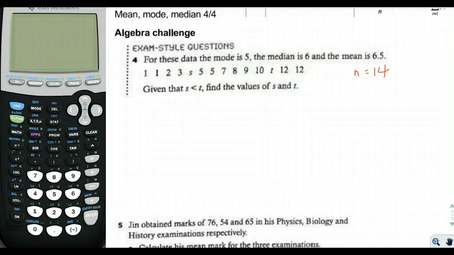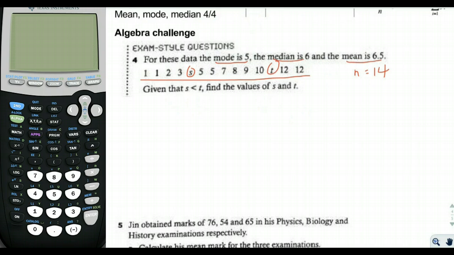On this first problem, we get 14 numbers. And they give us all 14 numbers except for two of the numbers. They don't give us S and T. The other thing they tell us about S and T is S is less than T, so they're not the same number. Then they give us some information about the mode, the median, and the mean.